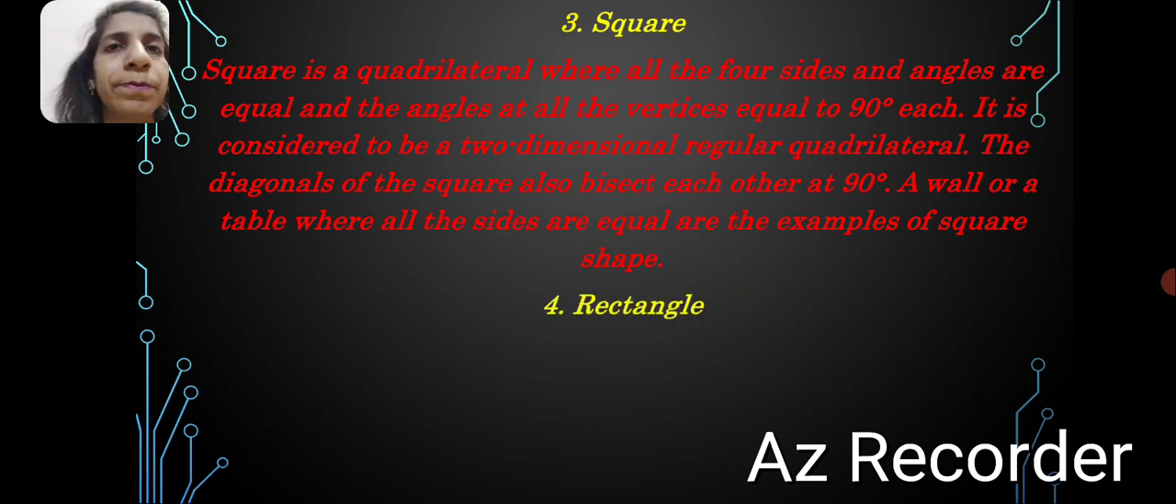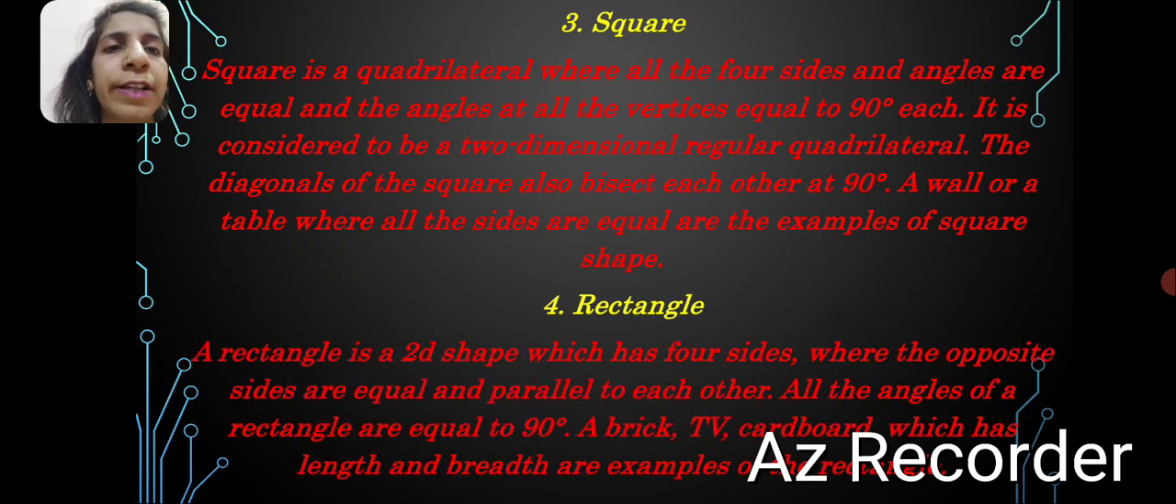Let's move further. Rectangle. What is a rectangle? A rectangle is a two-dimensional shape which has four sides where opposite sides are equal and parallel to each other. All the angles of a rectangle are equal to 90 degrees. Here the examples of rectangle are given. See, a brick or a TV, cardboard which has length and breadth are the best examples of a rectangle.